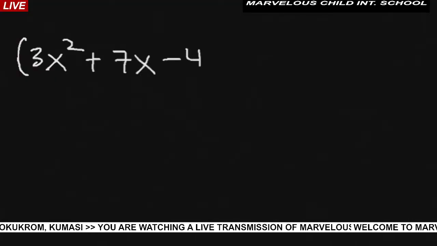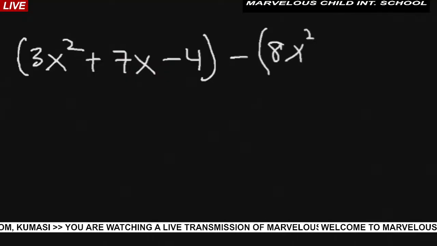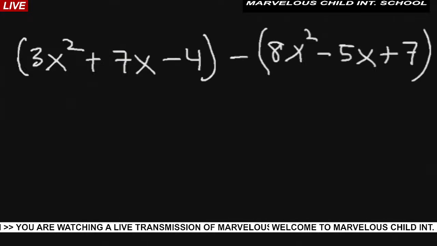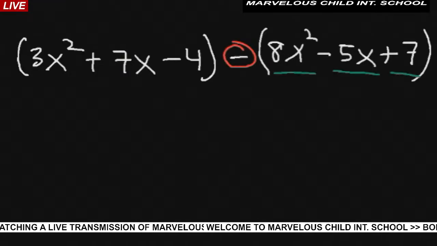Here's another example you can try. 3x squared plus 7x minus 4 minus 8x squared minus 5x plus 7. Now notice that we have a negative sign. We need to distribute the negative sign to the three terms on the right.